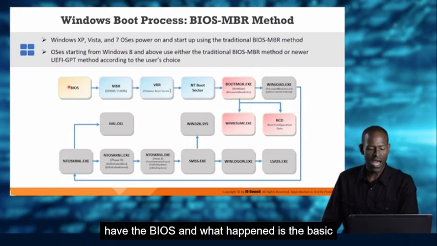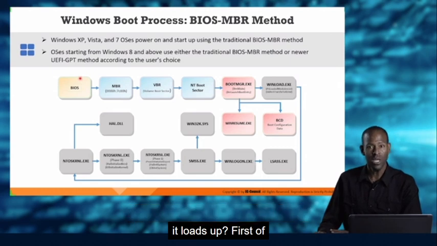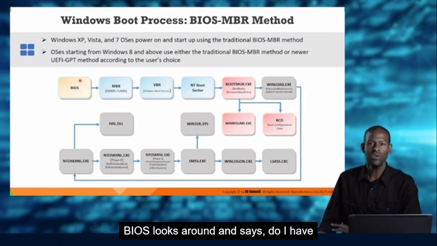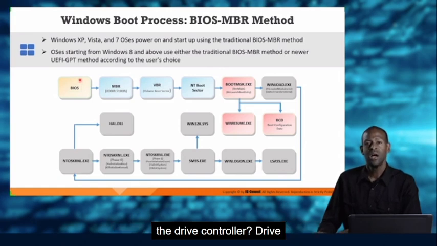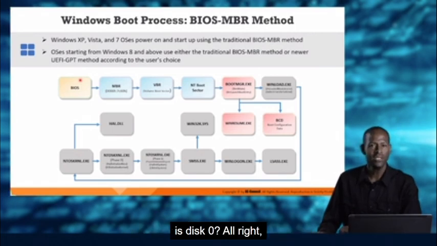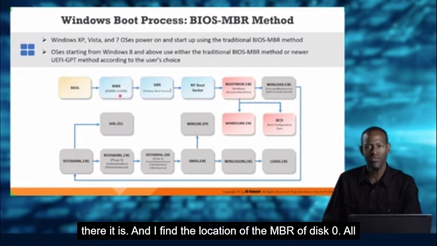Number one, we have the BIOS, the basic input output system. First of all, when you hit that power button from a cold boot, the BIOS looks around and says, do I have hardware? Is my hardware running? Where is the drive controller? Drive controller zero. From drive controller zero, where is disk zero? All right, from disk zero, let's find the MBR. Oh, there it is. And I found the location of the MBR of disk zero.